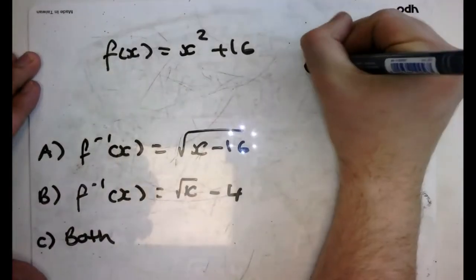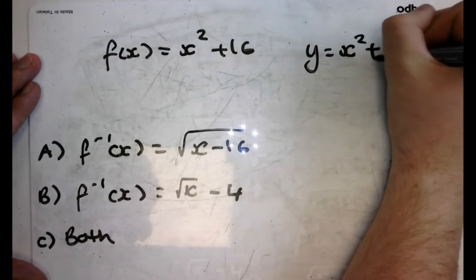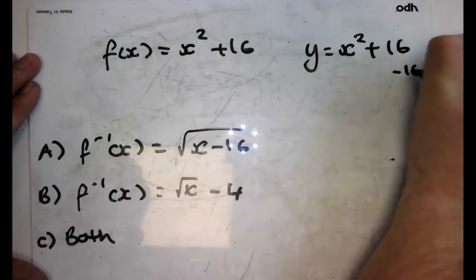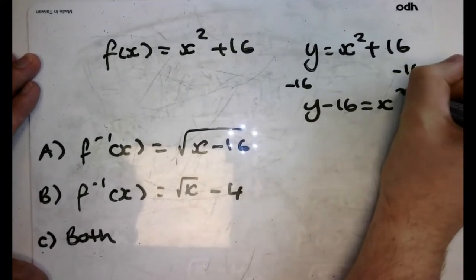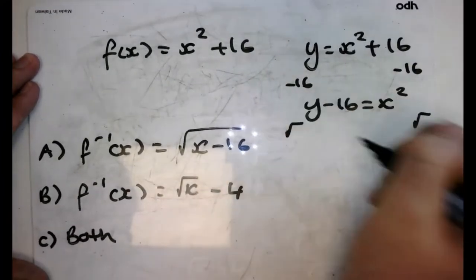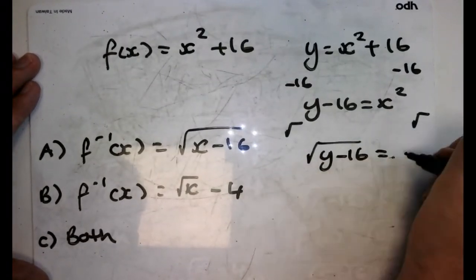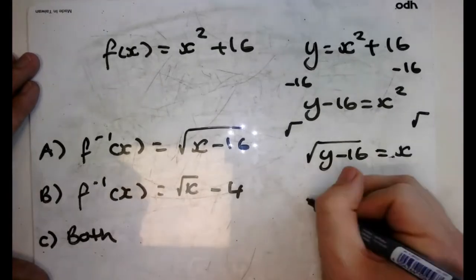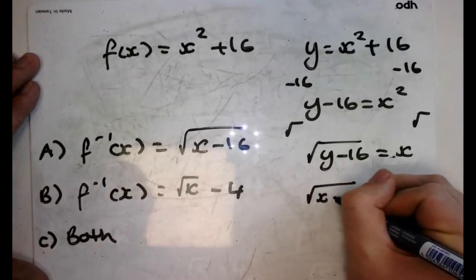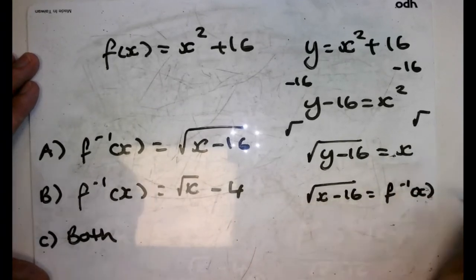Now, we start in the same way. We change the f of x for y equals. So we get y equals x squared add 16. We then take away 16 from both sides. So we get y minus 16 is equal to x squared. And then we square root both sides. So we get the square root of y minus 16 is equal to x. We then replace our terms. So we replace the y for x, and we replace the x for f minus 1 of x.